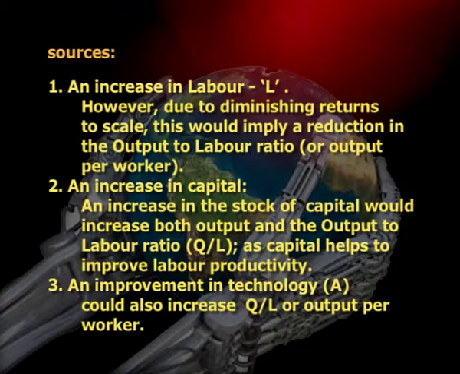Second, an increase in capital. An increase in the stock of capital would increase both output and the output to labor ratio given by Q by L, as capital helps to improve labor productivity. Third, an improvement in technology, which is denoted by A. This could also increase the Q by L ratio or the output per worker.